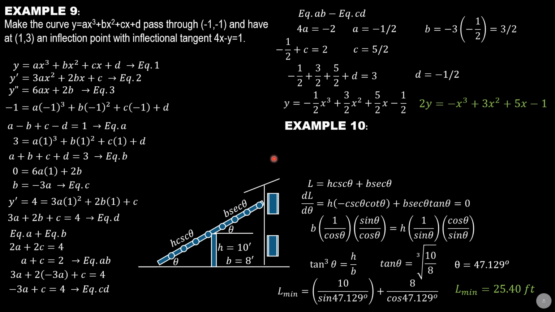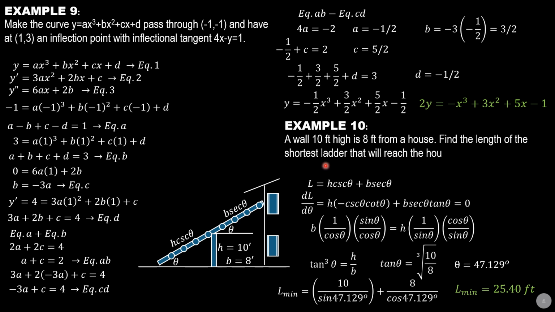Example 10. A wall 10 feet high is 8 feet from a house. Find the length of the shortest ladder that will reach the house when one end rests on the ground outside the wall. So this is the situation. We have this ladder that will reach the house.